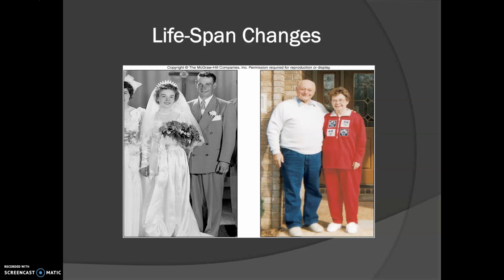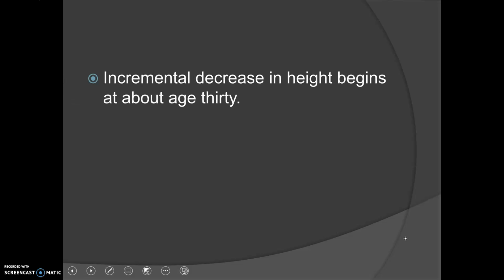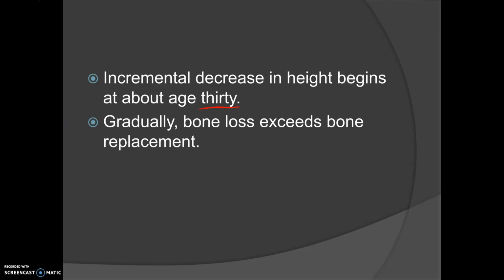Hi everyone, so we're going to finish up the skeletal system here with some different lifespan changes. So as we know, this is talking about over age, how our bones are going to react. So incremental decrease in the height begins about the age of 30. It might seem pretty young, but it's very, very small amounts that are changing here. Gradually, bone loss is going to exceed bone replacement.